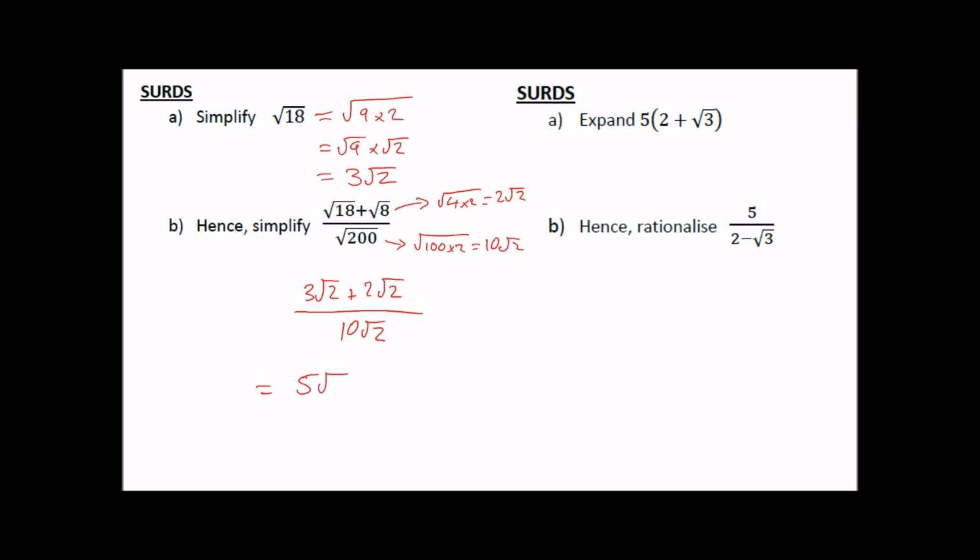Simplifying further, on the top I would have 5 root 2 and I'm dividing that by 10 root 2. Now root 2 divided by root 2 will cancel out and 5 divided by 10 is just a half. So that simplifies right down to just a half.